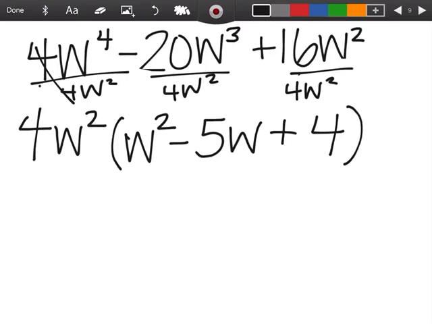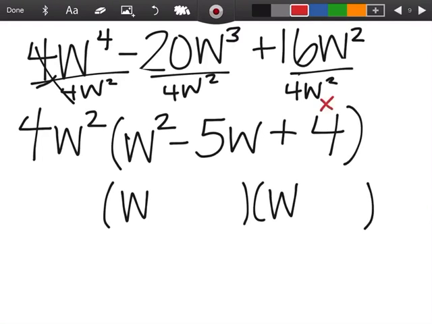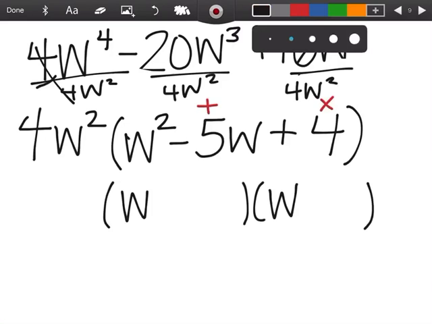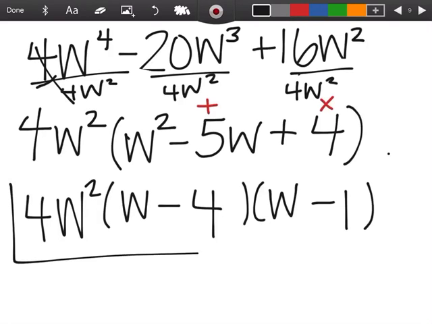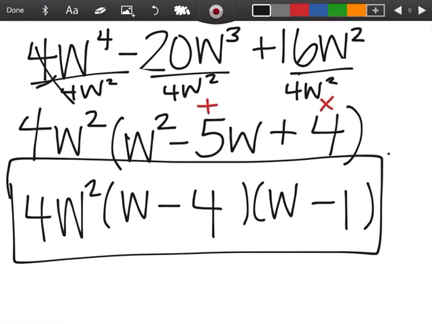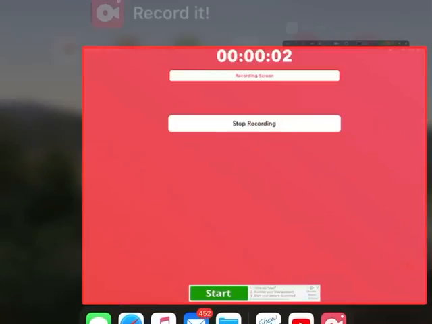So this GCF, 4w squared, is going to be in my final answer, but I'm going to ignore it for now. It looked like I might have to use the AC method because this was a number greater than 1, but I actually don't have to, because this is w squared. So I can split up w squared into w and w, and I can find two numbers that multiply to be 4 and add up to be negative 5. Those two numbers are negative 4 and negative 1. And then I write my GCF out front, 4w squared, and that whole thing is my answer.